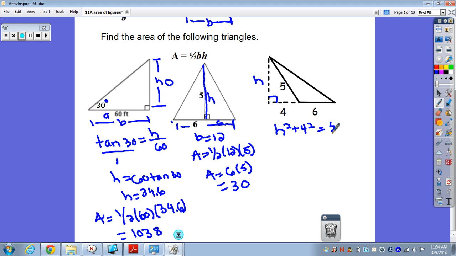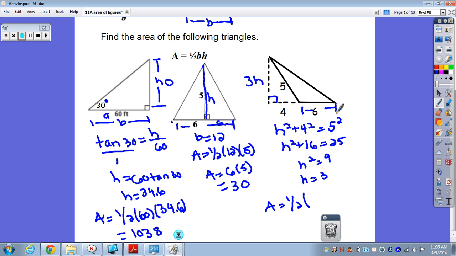So I would do a squared plus b squared equals c squared. And then you can solve it. So we get h is 3. And then when we do the area formula, we do 1/2 the base of the triangle we're trying to find, which is the solid. So that's going to be 6, and then the height of 3. And then 1/2 of 6 is 3, and then 3 times 3 is 9.